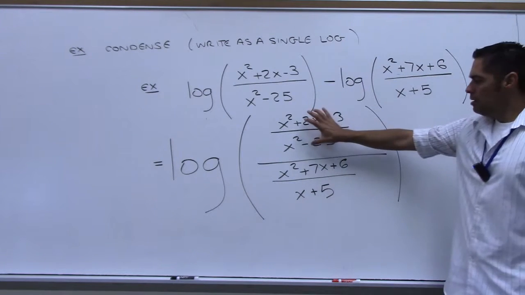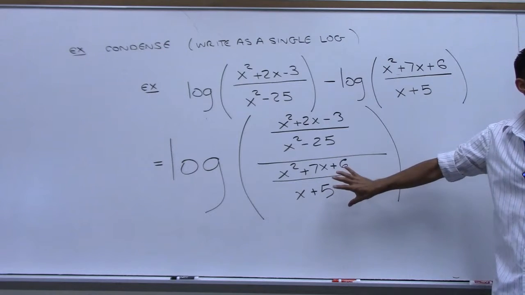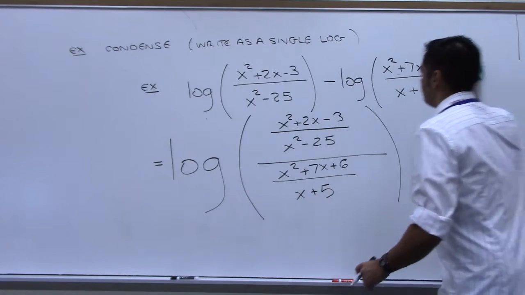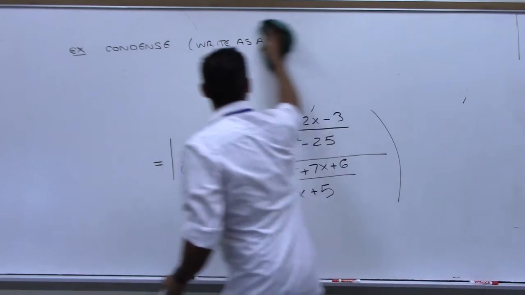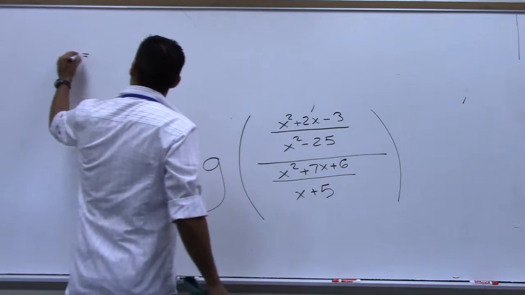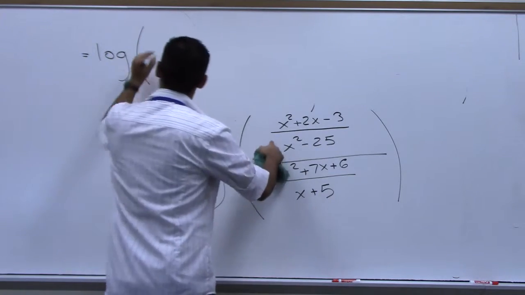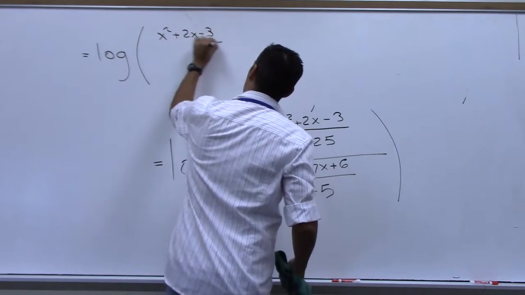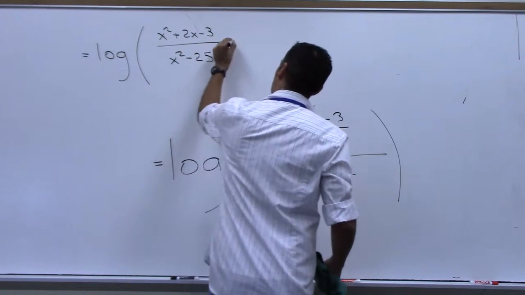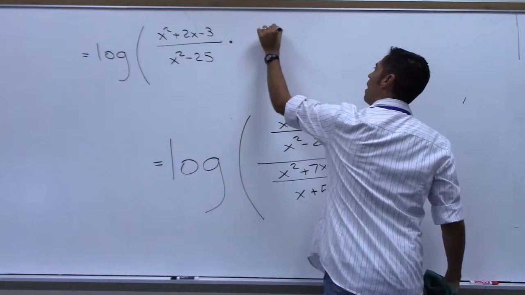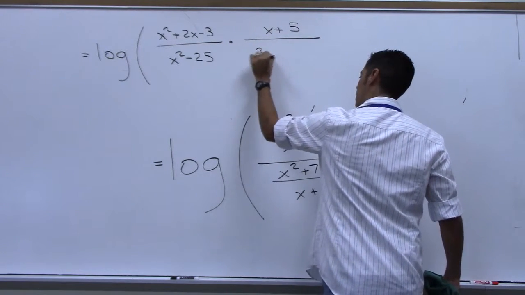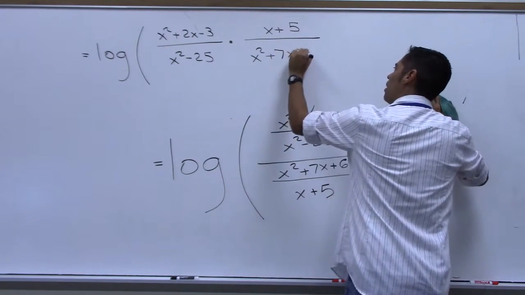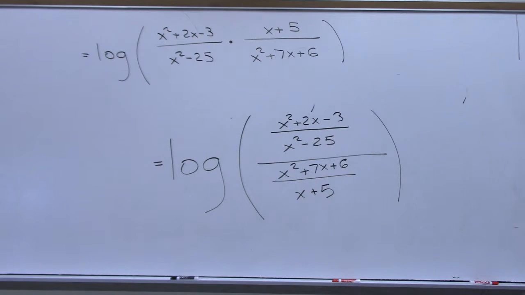But when you have a fraction over a fraction like this, this is really multiplication of the reciprocal. So this really turns into log of x squared plus 2x minus 3 over x squared minus 25, times the reciprocal of the bottom, x plus 5 over x squared plus 7x plus 6. So division is the same as multiplication of the reciprocal.